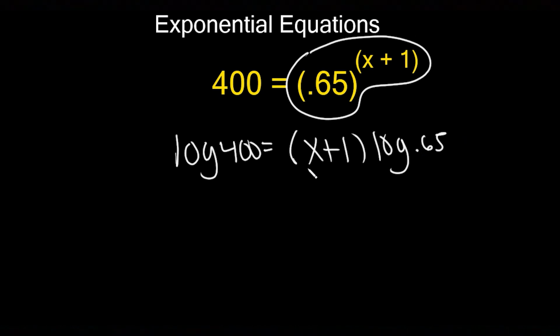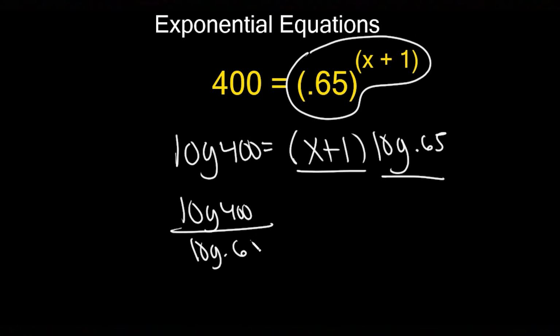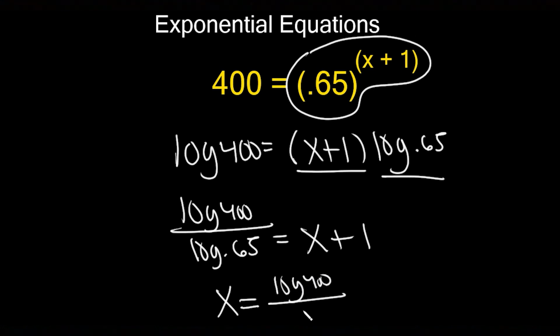And so from here, remember, we're trying to solve for x, and I have multiplication here. We're going to divide by log 0.65. So I'm going to get log of 400 divided by log of 0.65 equal to x plus 1. And your last step here, if you want to maintain accuracy, is just to subtract 1. So you're going to get x is equal to log of 400 divided by log of 0.65 and then minus 1.